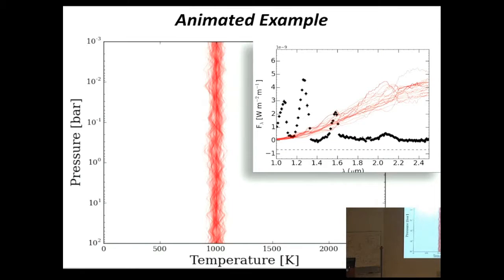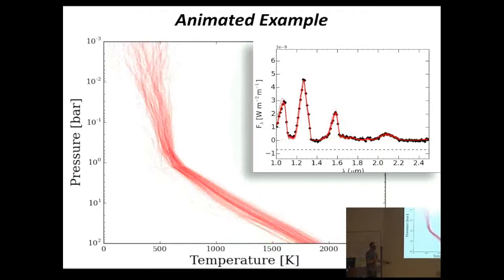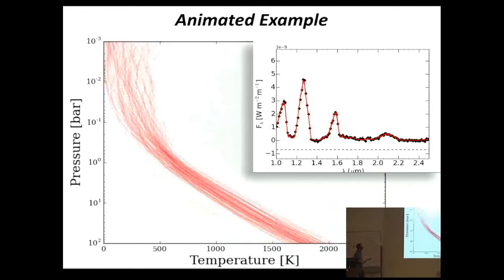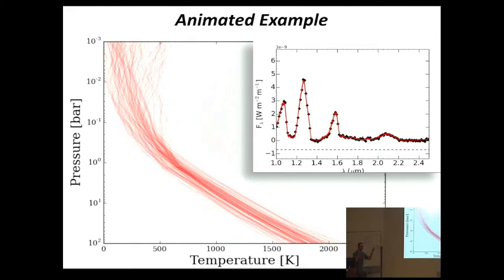So here's a not real-time retrieval. I would be very happy if this were a real-time retrieval. But what's happening here is that Markov chain Monte Carlo is adjusting the thermal structure, and the abundances are not shown, to fit this data. And so you can see that as we relaxed from this isothermal atmosphere, there was enough information in the spectra to relax this to this thermal profile that is more or less consistent with radiative convective equilibrium.